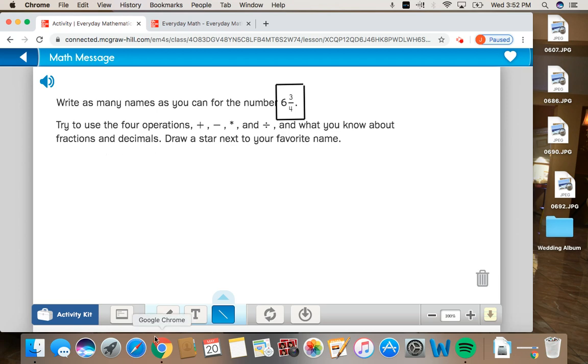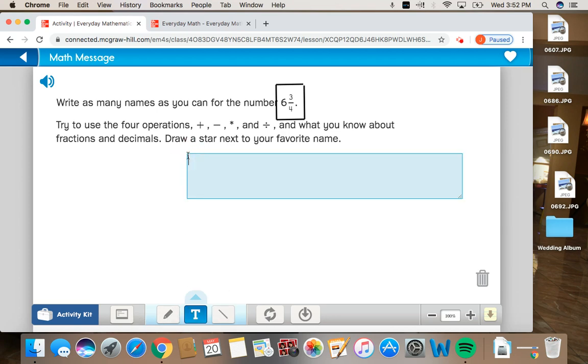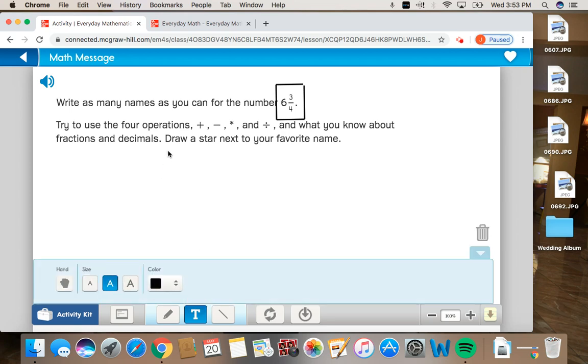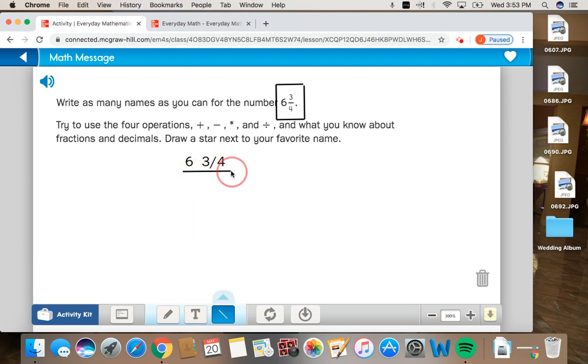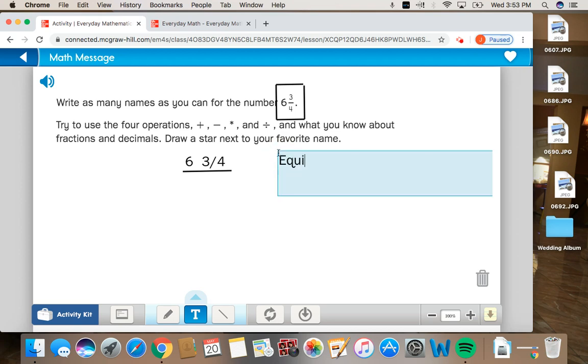So what I think I'm going to do is just start a little chart, and I'm going to write 6 3/4 at the top, because this is my target number. And what I'm going to be doing is trying to find equivalent names for 6 3/4.